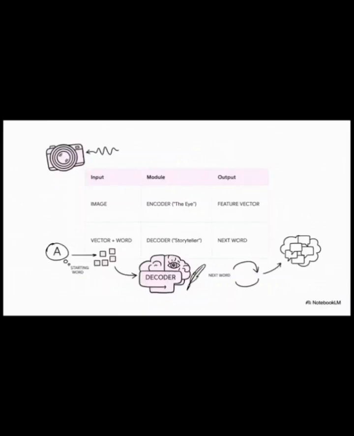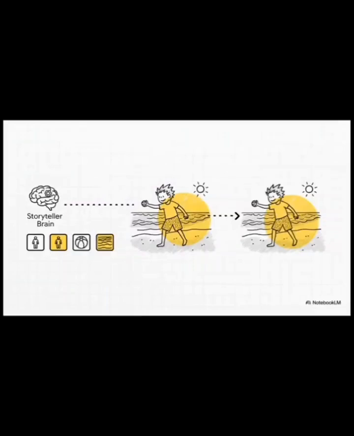So let's walk through the flow. You start with an image. It goes into the eye, our encoder, which spits out that numerical summary, the feature vector. That vector gets passed over to the storyteller, the decoder. The storyteller looks at it and predicts the very first word of the sentence. Then, and this is the clever part, it takes that word and feeds it back into itself to help predict the next word, and it just keeps doing that, word by word, until it decides the sentence is complete. But there's a little secret ingredient that makes this work so much better, something called an attention mechanism.